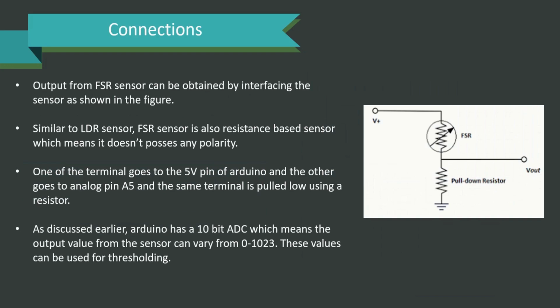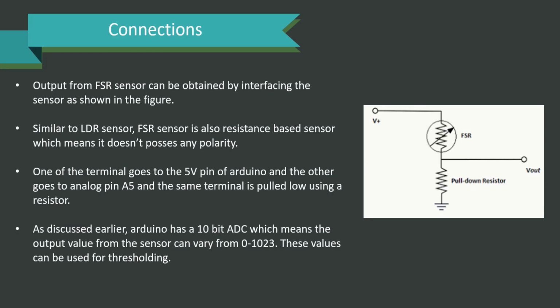Output from the FSR sensor can be obtained by interfacing the sensor as shown in the figure. Similar to the LDR sensor, FSR is also a resistance-based sensor, which means there is no polarity. One of the terminals goes to the 5-volt pin of Arduino and the other goes to the analog pin A5, and the same terminal is pulled low using a resistor.